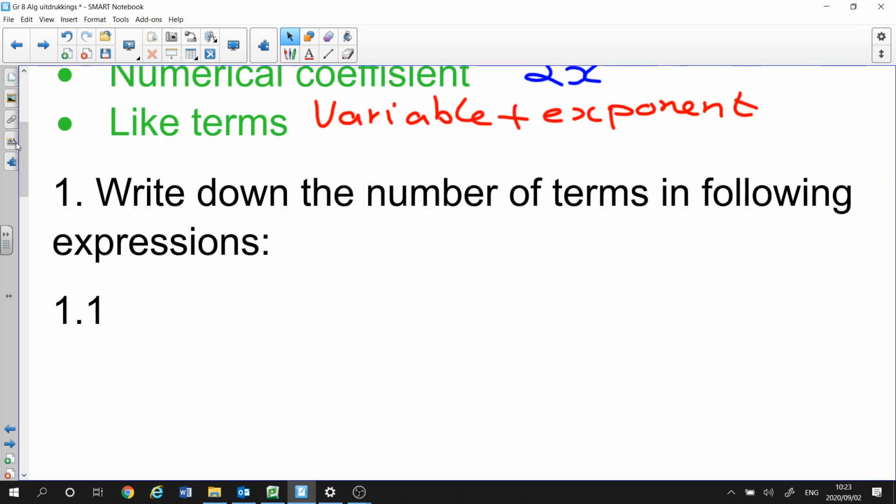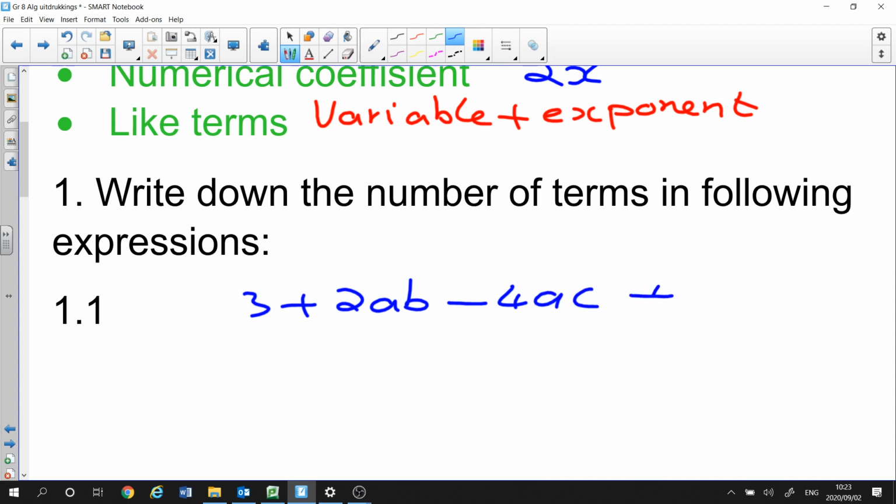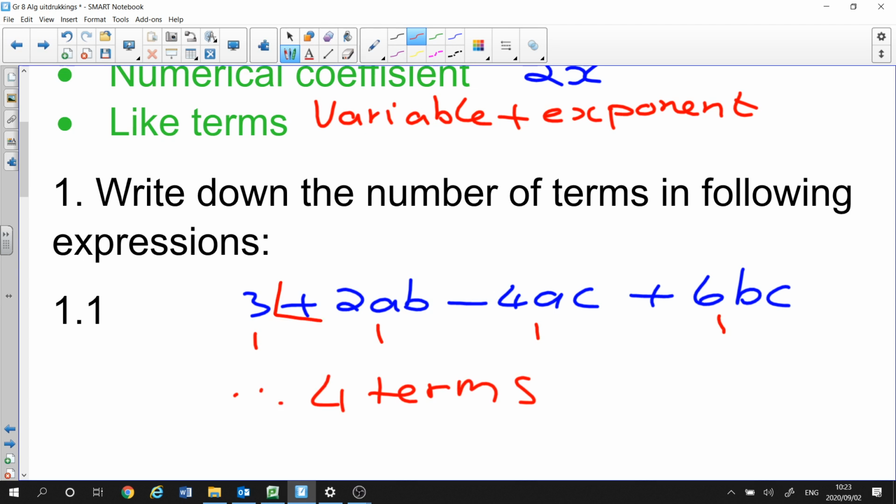Write down the number of terms in the following expression. If I give you the expression 3 plus 2ab minus 4ac plus 6bc, there is one term, another one, another one, another one. Therefore, it is 4 terms. Why? Because a plus and a minus separate terms. Please remember that. A plus and a minus separate terms. So let's carry on to another example.